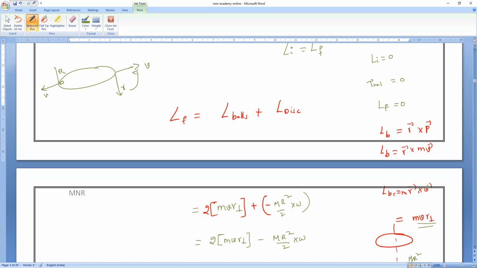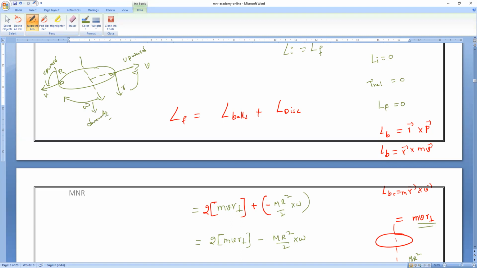The balls are leaving, R cross V. Tell me, upward or downward? Upward. In every case this is upward. That is why the disk will become what? This is also upward, R cross V, so the disk will become downwards. Clear, everyone?